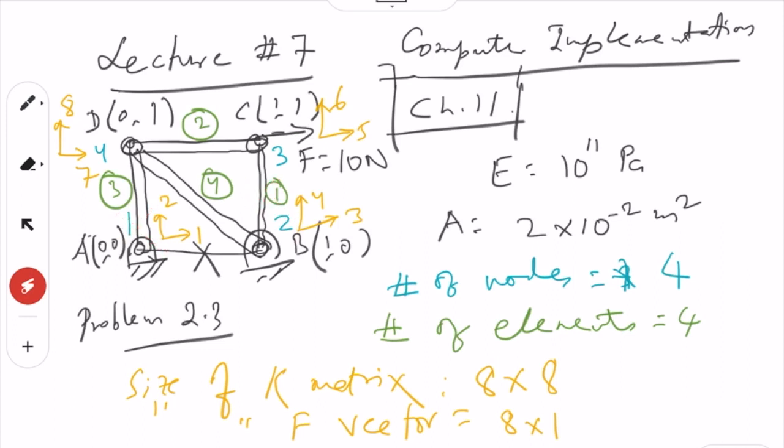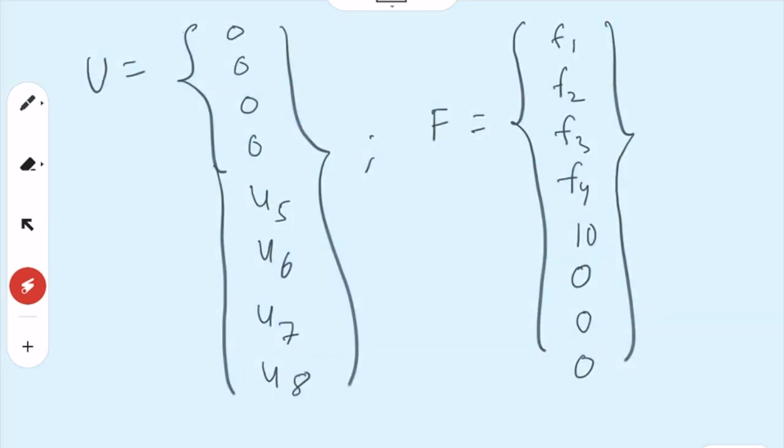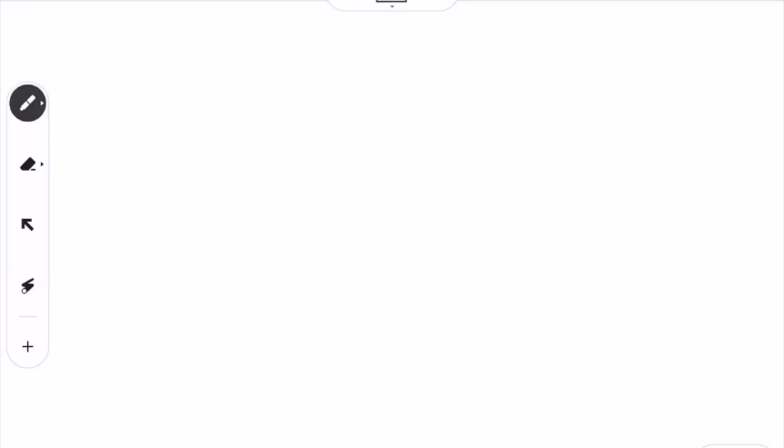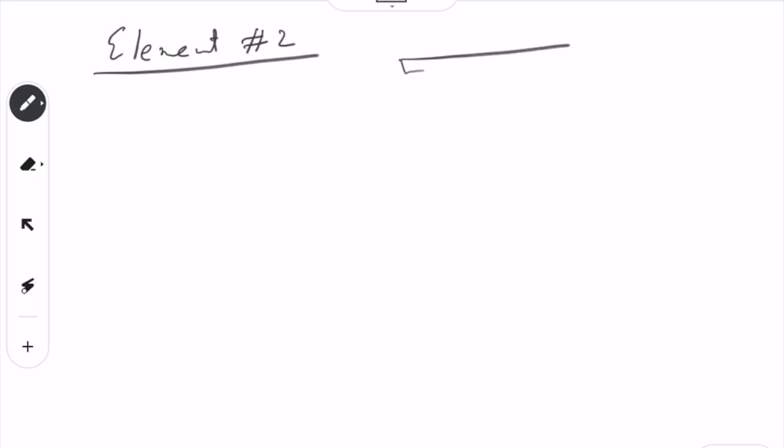So let's see, for element number 2, let's start with that, that's easy. So element number 2, and what will be that? We have element number 2 like this. Okay, yeah, and the value E is constant, A is constant, L is equal to 1, right? So L equal to 1, and E and A we already have.